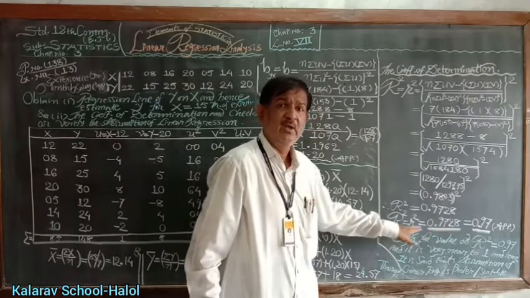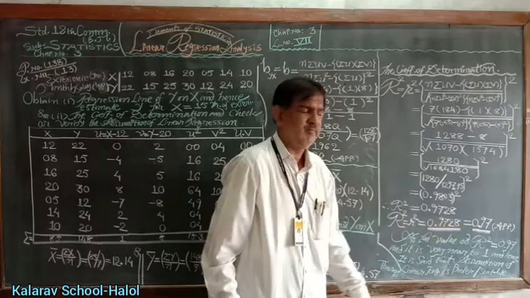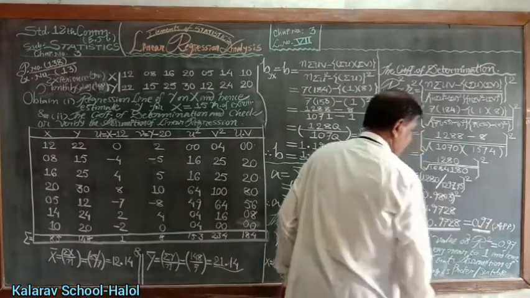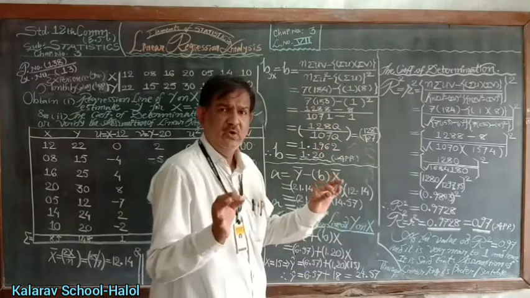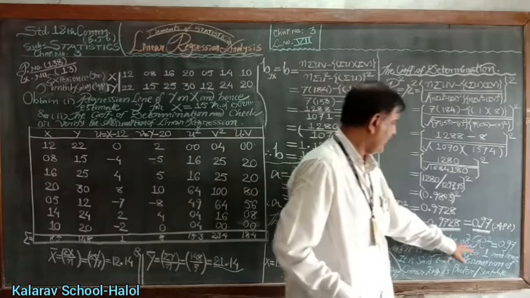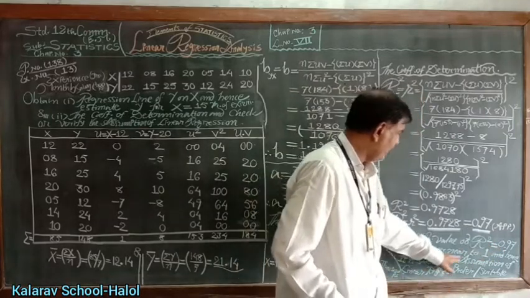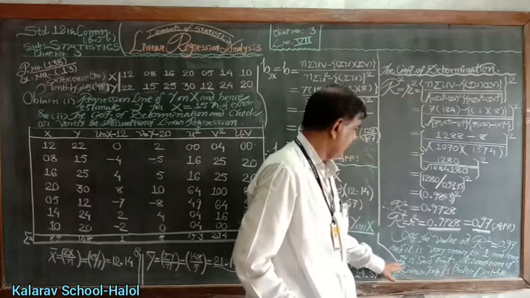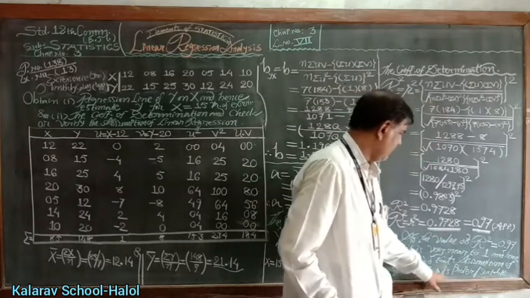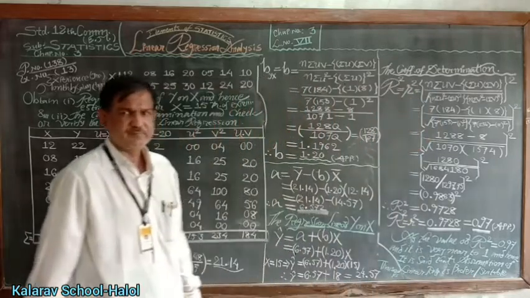R square is given by 0.97 approximately, which is the value nearest to 1. As the value of R square is 0.97 and it is very near to 1, it is said that the assumption of linear regression is proper or suitable, as it is near to 1.